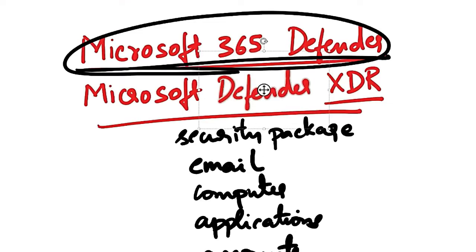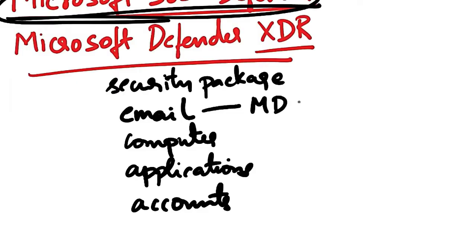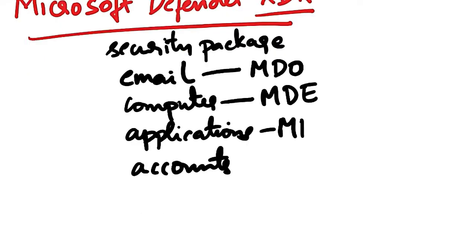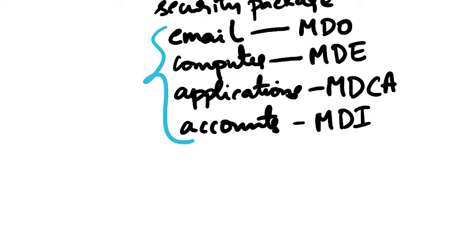So this Microsoft 365 Defender provides integrated protection across various Microsoft 365 services. It combines threat protection capabilities from Microsoft Defender for Office (MDO), Microsoft Defender for Endpoint, Microsoft Defender for Cloud Apps, and Microsoft Defender for Identity. So Microsoft 365 Defender provides these services.